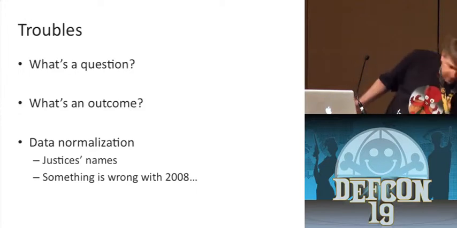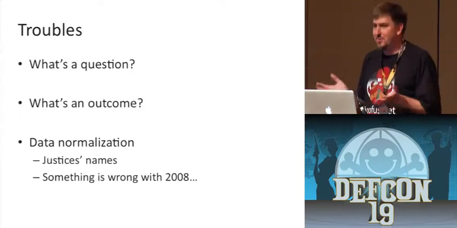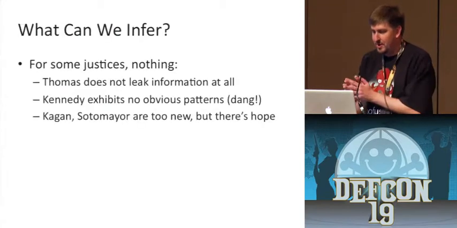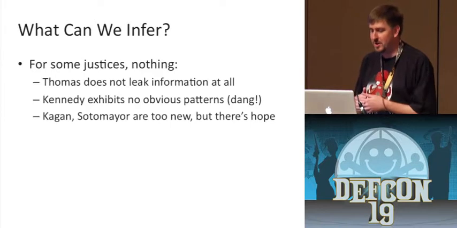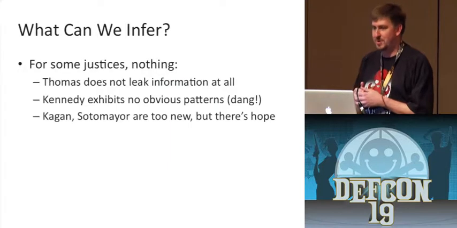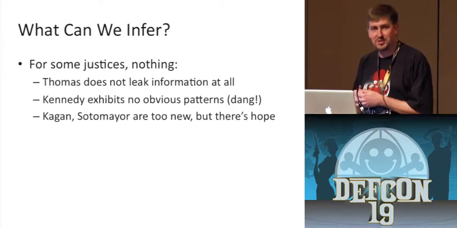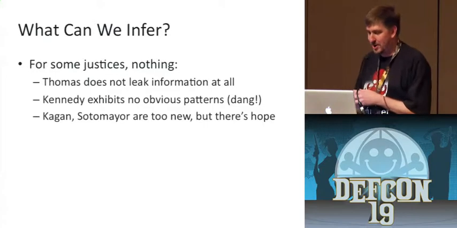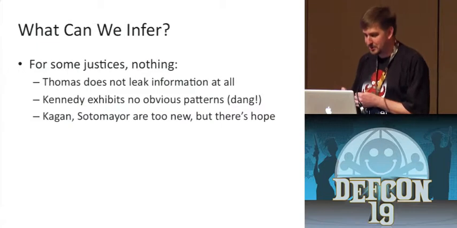So, great, we've collected a pile of data. Can we draw any inferences from it? For some justices, no. There are 4 justices for whom we really can't say anything meaningful. First, Justice Thomas has not spoken at oral argument for over 5 years, so this makes analysis of his questions fruitless. He does not leak any information at all. However, if you can guess how Justice Scalia will be voting, you might have a good clue about Justice Thomas.